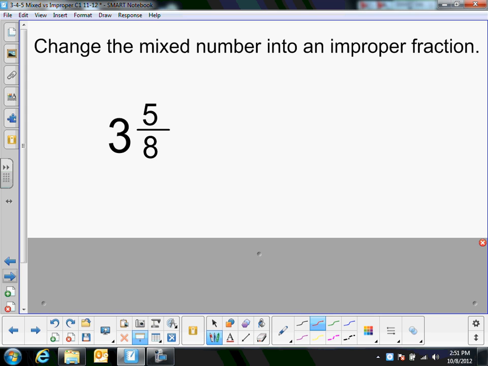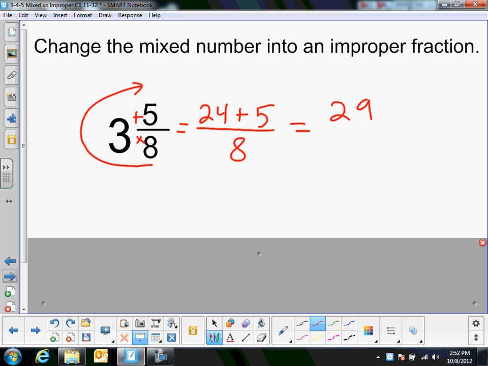So here I have 3 5/8. Again, it works the same way. You multiply the denominator times the whole number, and then you add the top number. So I'll do my second method. I'll keep the denominator. I'll do 8 times 3 is 24, and then I'll add the numerator 5. 24 and 5 is 29, and I keep the denominator, so it's 29/8.